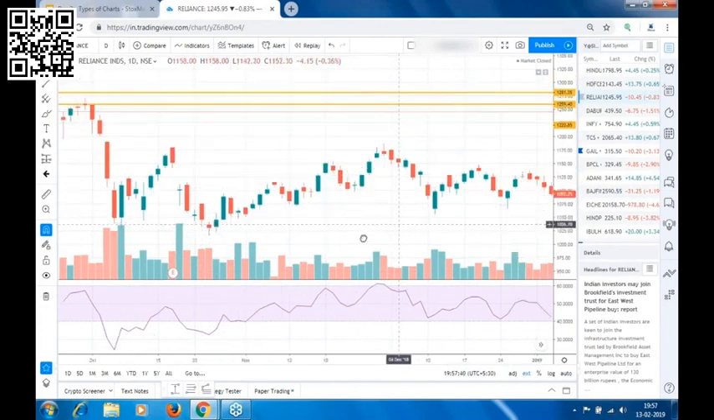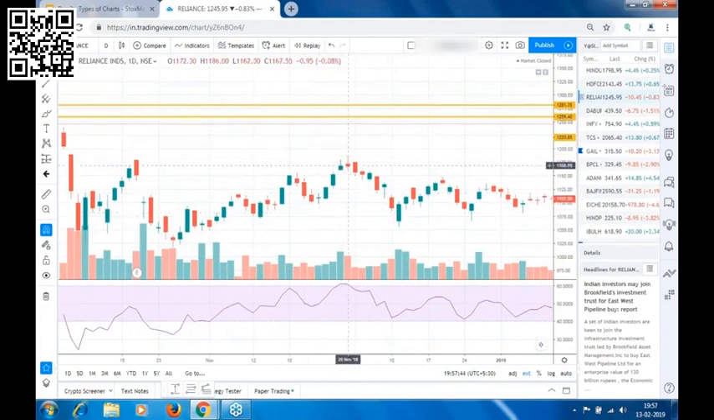Now after an upward movement, you can say that this is a shooting star kind of pattern. You can enter either when the low of this candle is broken, or when the low of the previous candle is broken. And you can see the downfall in the stock from there on.